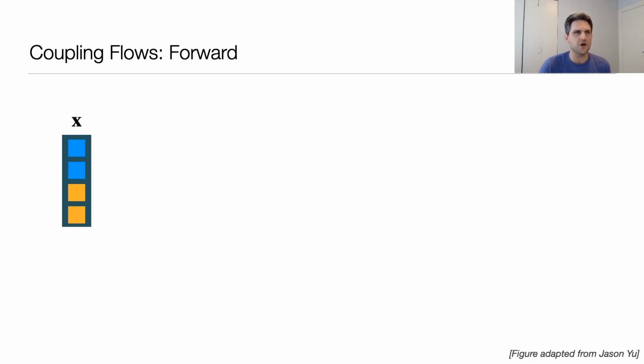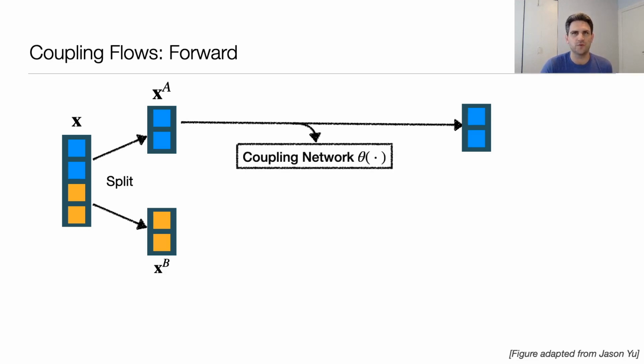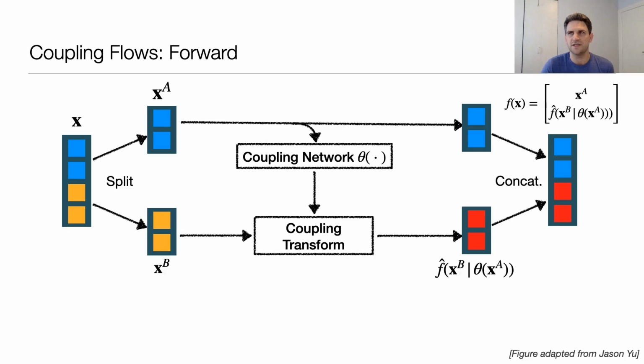So we start off with our input X here, and we're going to split it in half. We're just going to take the first half and put it over here, and the second half down here. Now this first half, we're going to do two things with it. The first thing is we're just going to stick it over here; this version we're not going to touch. And at the same time, we're going to run it through what we're going to call a coupling network, this function theta that will take in our XA and spit out a set of parameters. Those parameters will then get fed into our coupling transform F hat that will manipulate XB in order to produce some changed output. Finally, we're going to take this changed output of XB, the result of this coupling transformation, and combine it with the XA that we have at the top and just concatenate things together. And this gives us the forward transformation of a coupling flow.